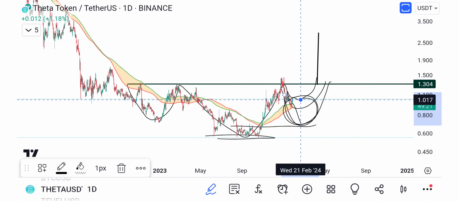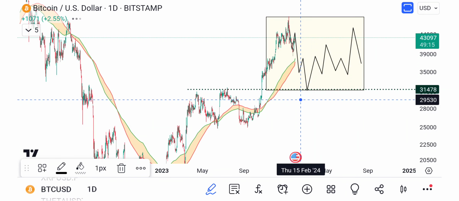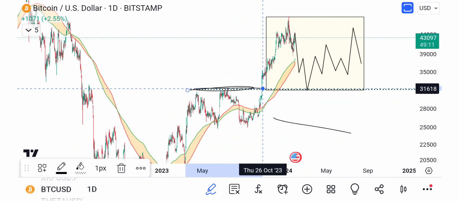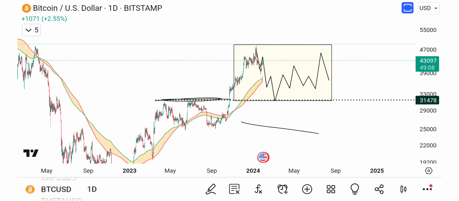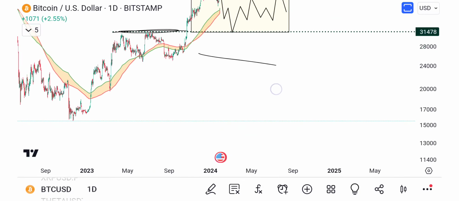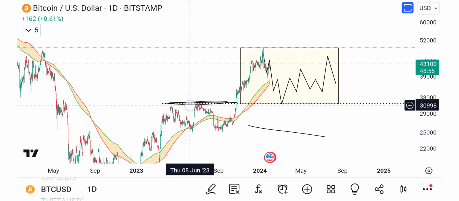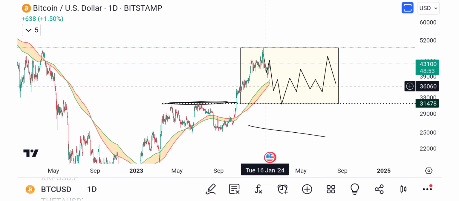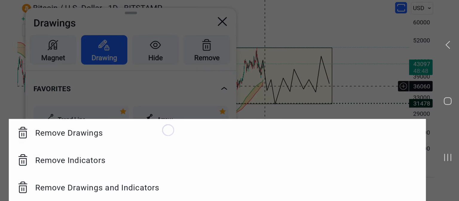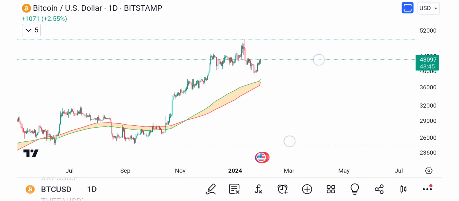The only minor concern is Bitcoin, because we don't really know what's going to happen with Bitcoin. But even if Bitcoin decides to backtest this area, why even entertain that when it hasn't even backtested the bull market support band yet? So I say a little minor problem with Bitcoin, but at the end of the day, Bitcoin's bullish. Why? Because it's above its support and above its bull market support band. Now that could change rapidly, but until then, we'll wait and see.